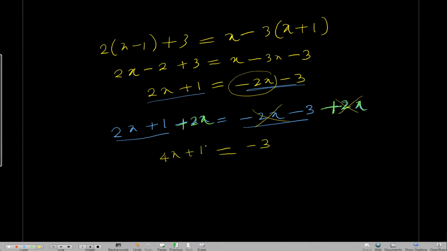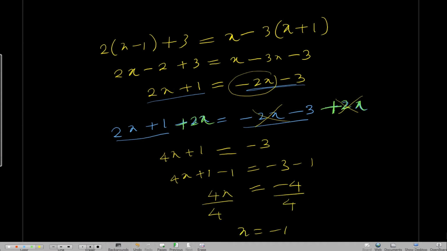Now I need to take this 1 to the other side, or you can subtract 1 from both sides. Negative 4x. So you divide by 4, you get x equals negative 1. Now that is the answer. Now there are a few places that I have to emphasize. Now look at here, these guys. At this place to this place, what I did was I add 2x to both sides in order to get rid of this minus 2x.